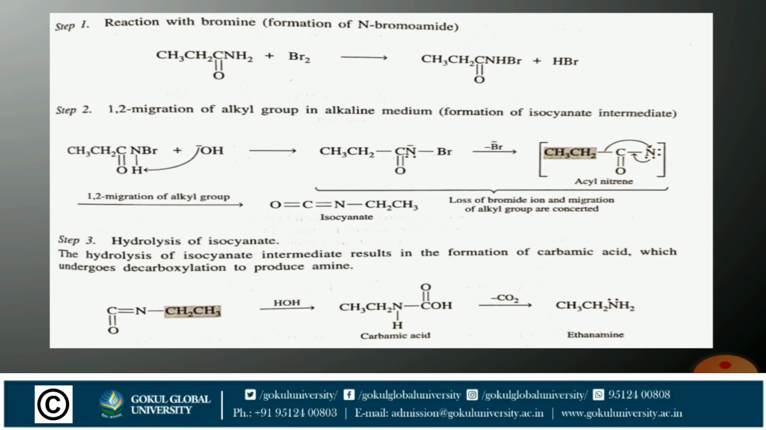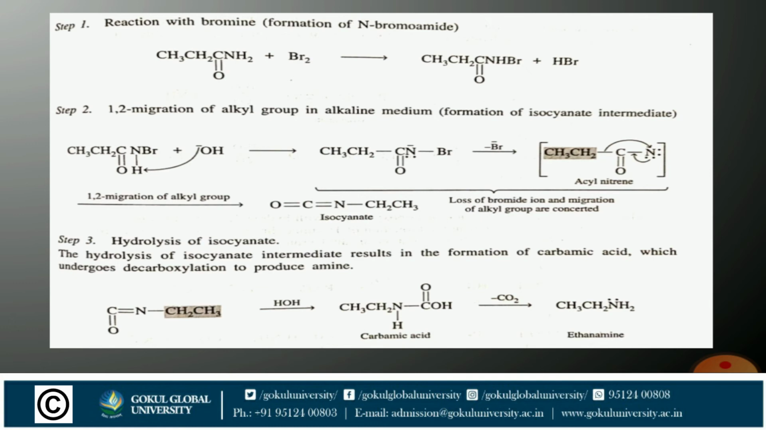Here step 1 is the reaction with bromine and formation of N-bromoamide. The formation of N-bromoamide. Here the starting material CH3CH2CONH2 in presence of Br2 gives CH3CH2CONHBr with removal of an HBr molecule. Here of the Br2, one Br is attached to the nitrogen and the remaining Br is removed in the form of HBr.